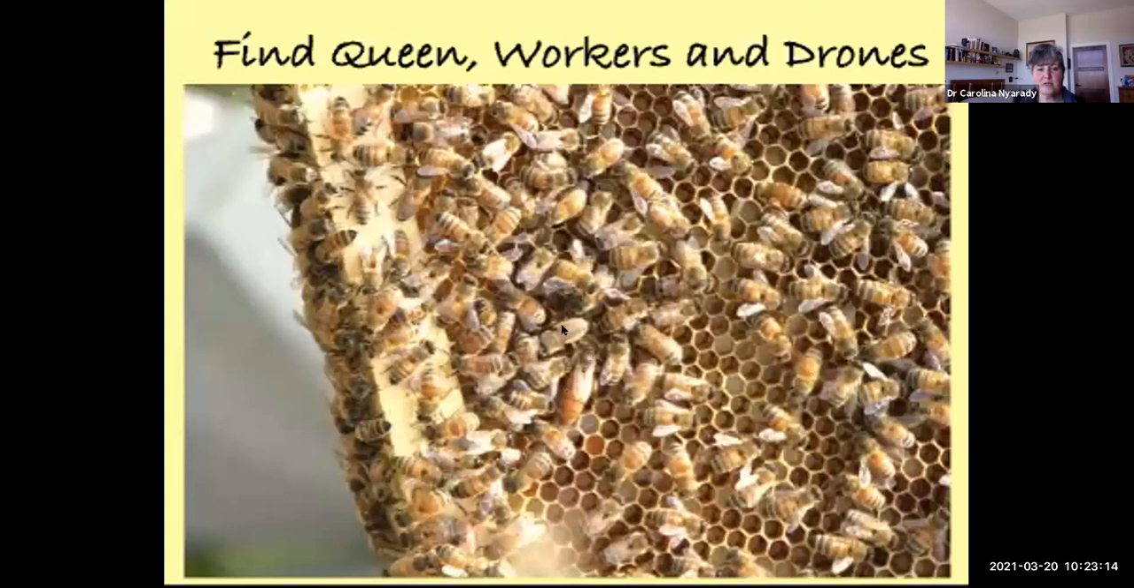So of course here center picture is your queen. You can tell she's nice and long in comparison to all the other individuals. What always catches my eye is that spot right there, right? That nice bald thorax. Hopefully in all of your hives, that bald thorax will be covered with a dot of color. I'm a huge advocate for marking queens.